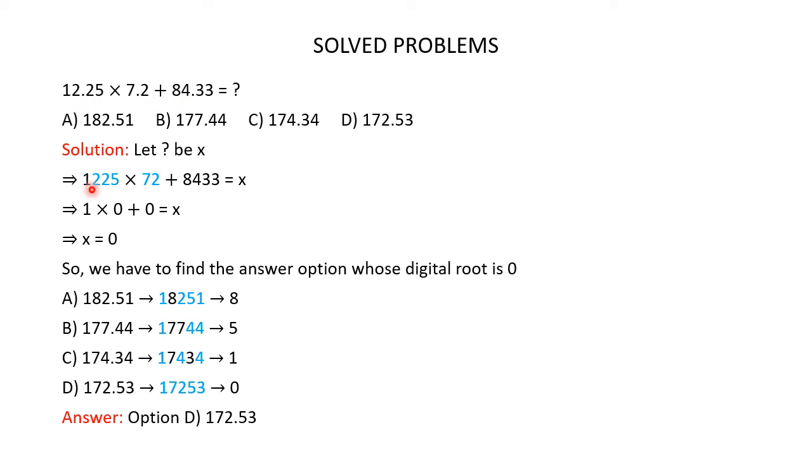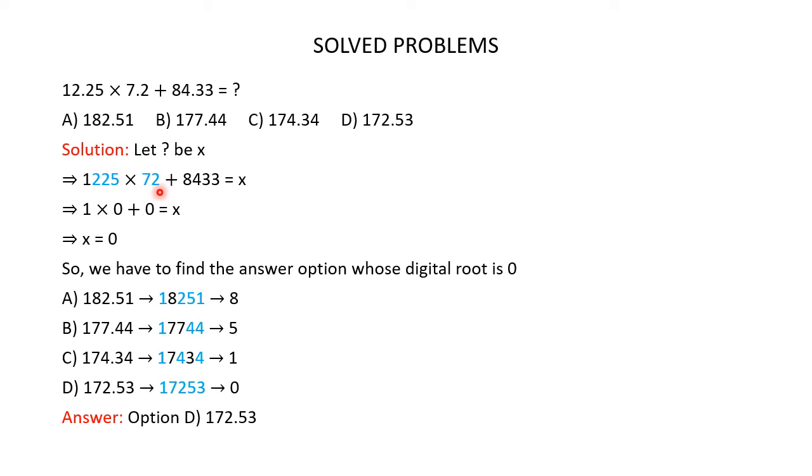So now you have 1225 multiplied by 72 plus 8433 is equal to x. Now find the digital root of these numbers. 2 plus 2 is 4, 4 plus 5 is 9. You can ignore these 3 digits. So the digital root here is 1.